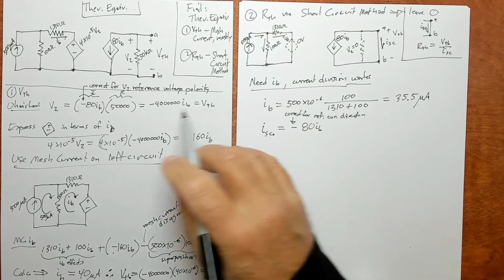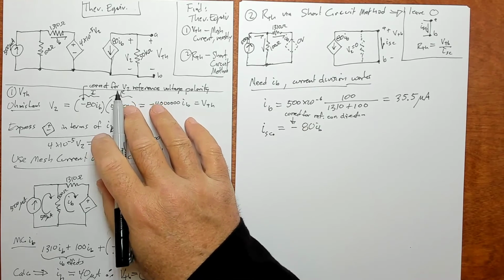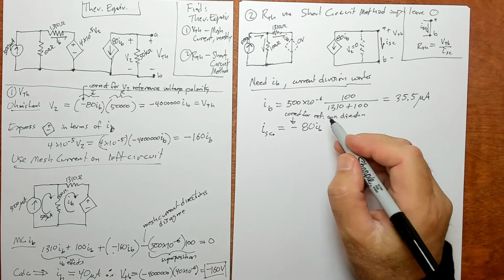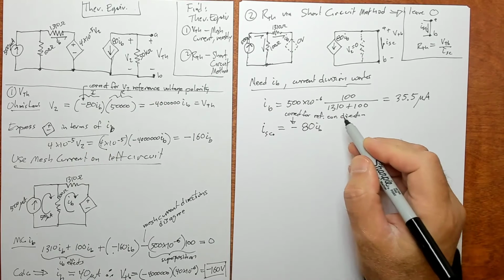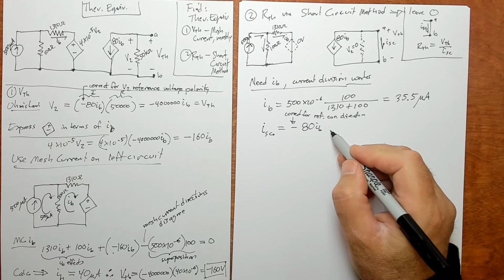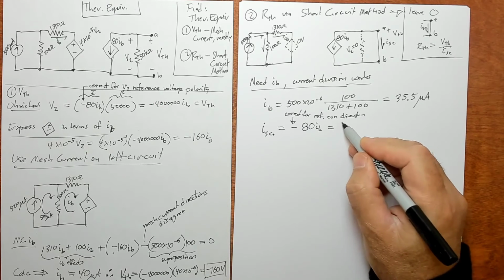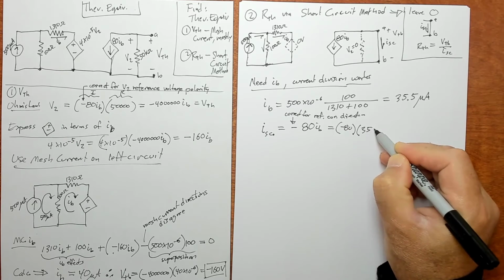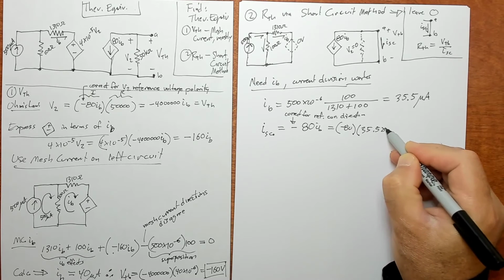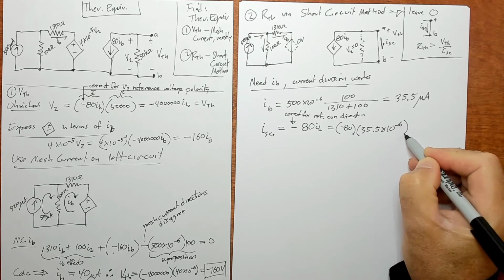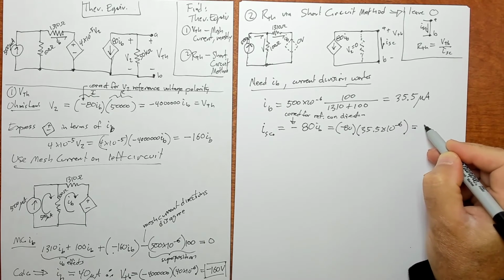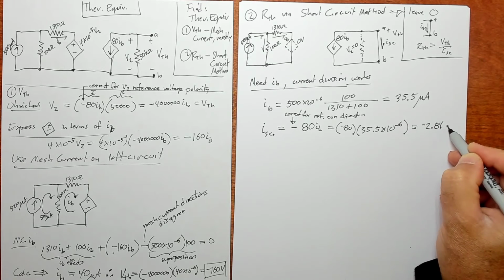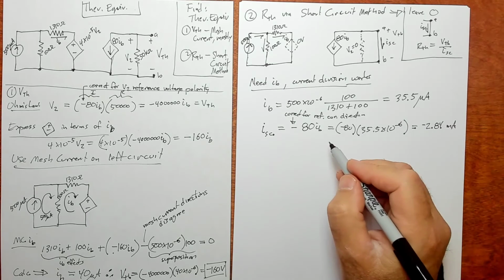It's similar to what we did over here, correcting for this V2 thing. A little bit confusing, but you just have to deal with these kinds of things. So this works out to minus 80 times I beta, which is 35.5 times 10 to the minus 6 amps. So you end up with minus 2.84 milliamps.